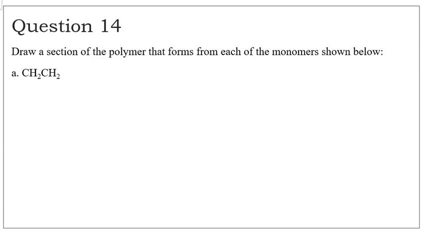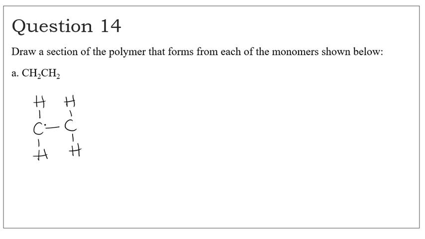Question 14. Draw a section of polymer from each of the monomers shown below. Obviously, you need to see that this is an alkene, CH2=CH2. You definitely need an alkene because you need the double bond in order to form a polymer. But when you have a semi-structure or condensed formula, it's a good idea to start by drawing exactly what it is, which is a C bond with another C, and you have 2 hydrogen per carbon.